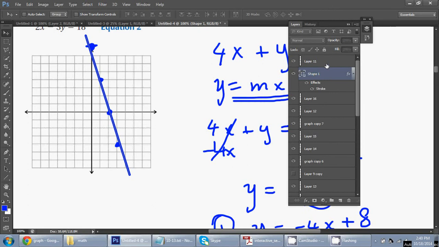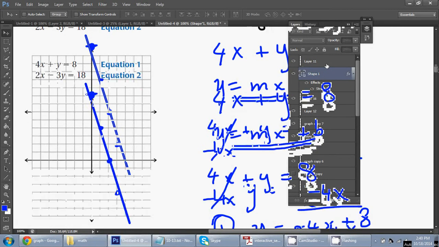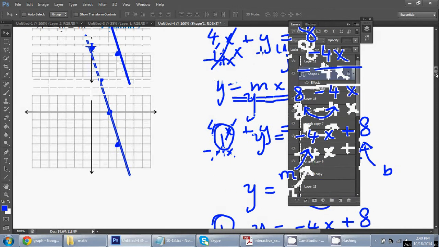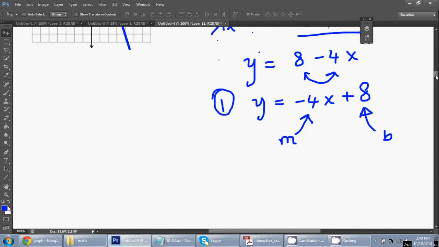And that's it. There's the first line we've graphed. And now we have to do the same thing to the second line. So the second equation reads 2x minus 3y equals 18. And so we have the same exact problem we had before, which is this is not in the format y equals mx plus b, and so that makes it hard to graph. So let's just get it in the right format.